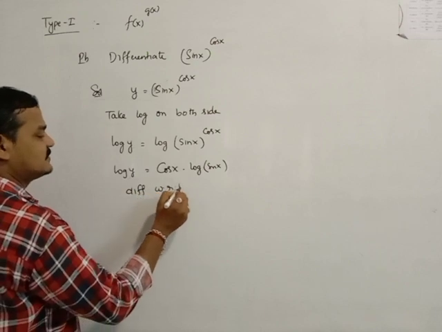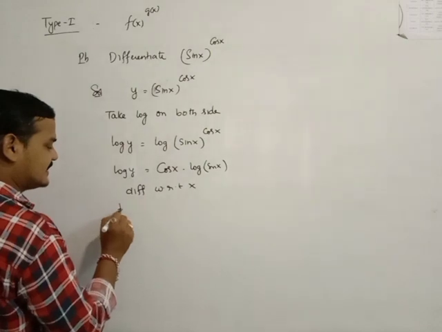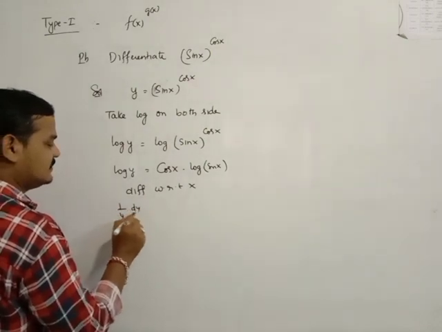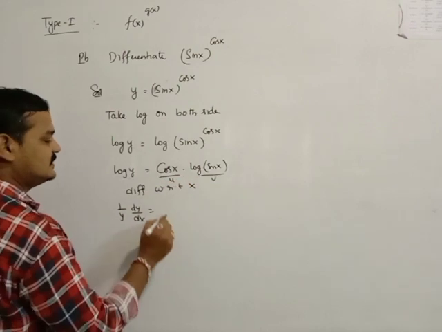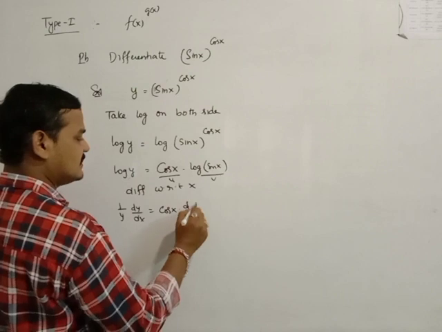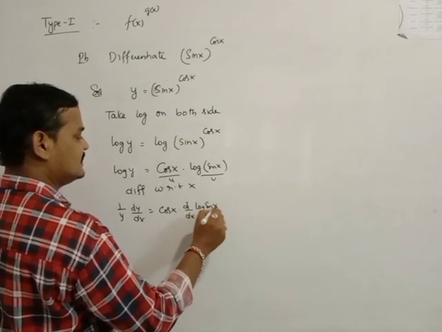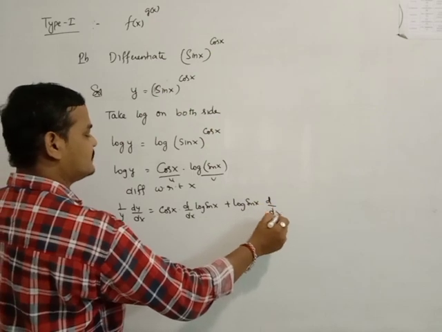Now go for the differentiation. Differentiate with respect to x. So 1 by y into dy by dx is equal to, it is u and v: cos x into the derivative of log of sin x, plus log of sin x into the derivative of cos x.